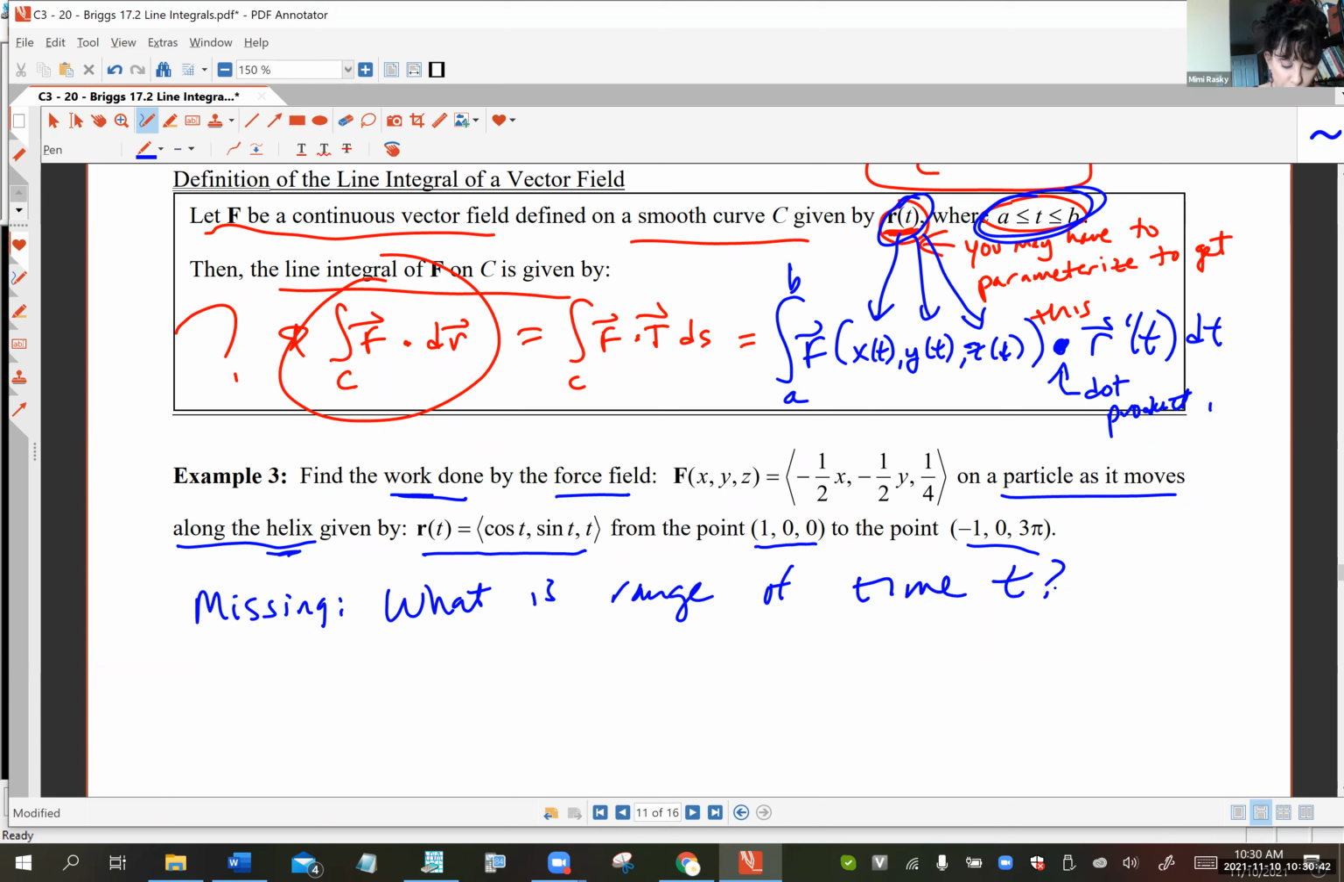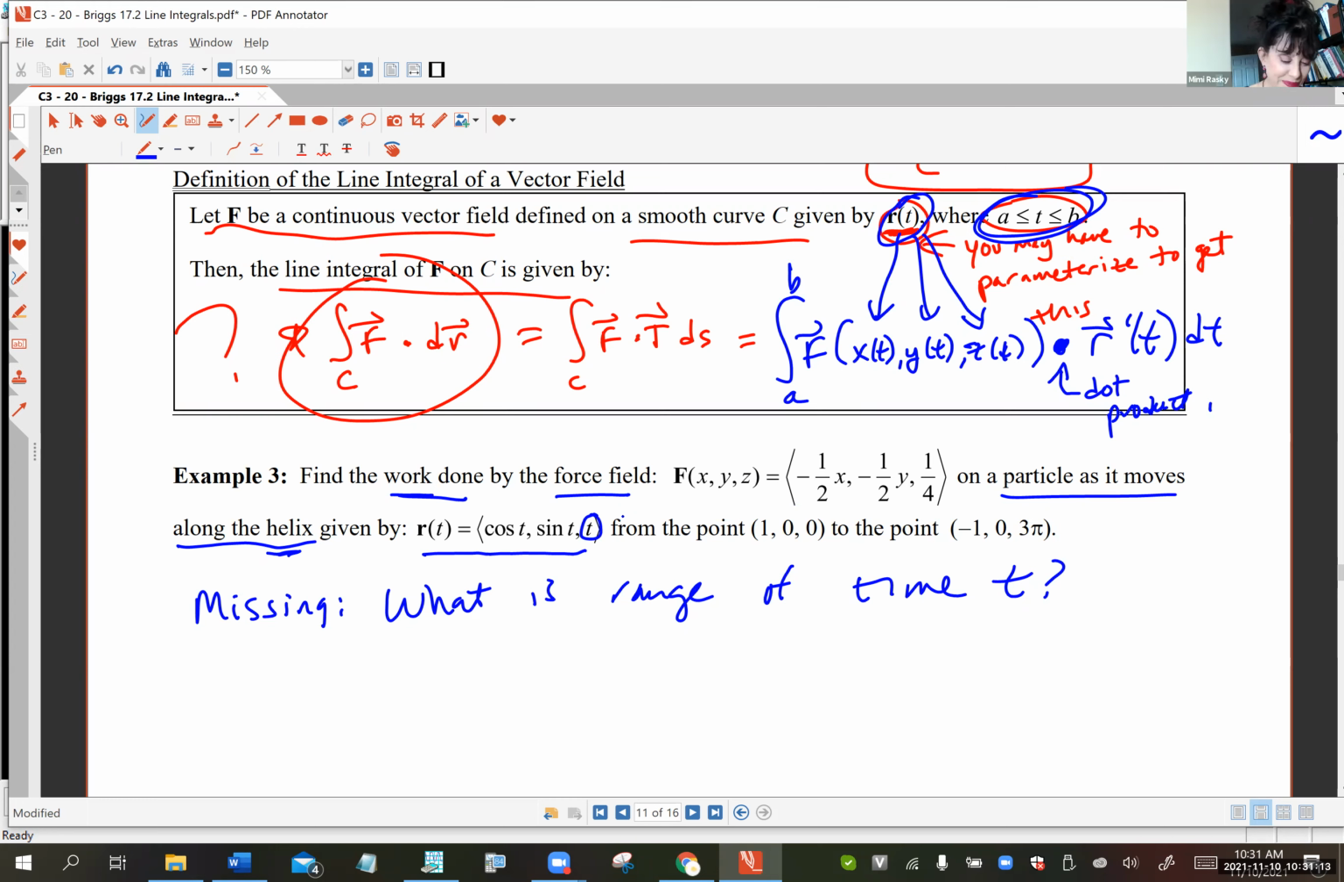We're starting at the point where the x, y, z coordinates are 1, 0, 0, and we're finishing at -1, 0, 3 pi, but they didn't tell us the t. Now, this one's kind of easy. Normally, you'd have to solve 3 equations and 3 unknowns, and it's kind of messy. But this one is kind of a gimme, and I'll show you why. Do you notice that one of the components of this vector valued function is simply t itself? Aha!